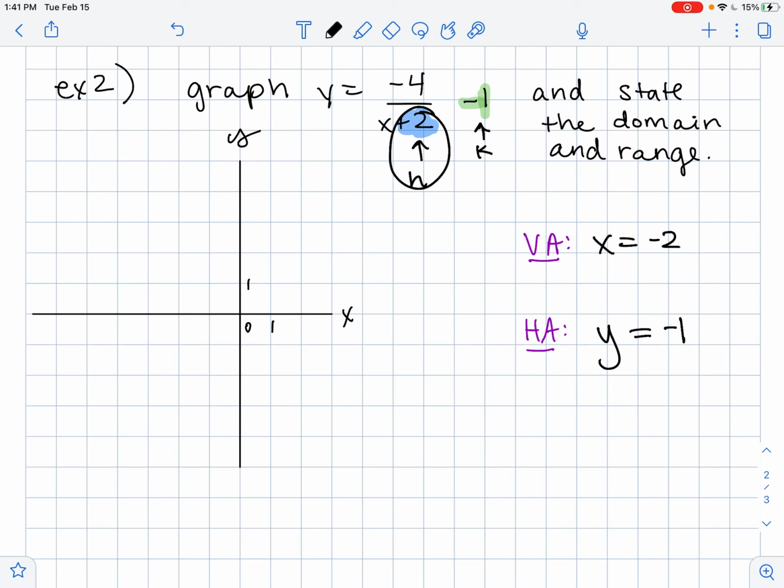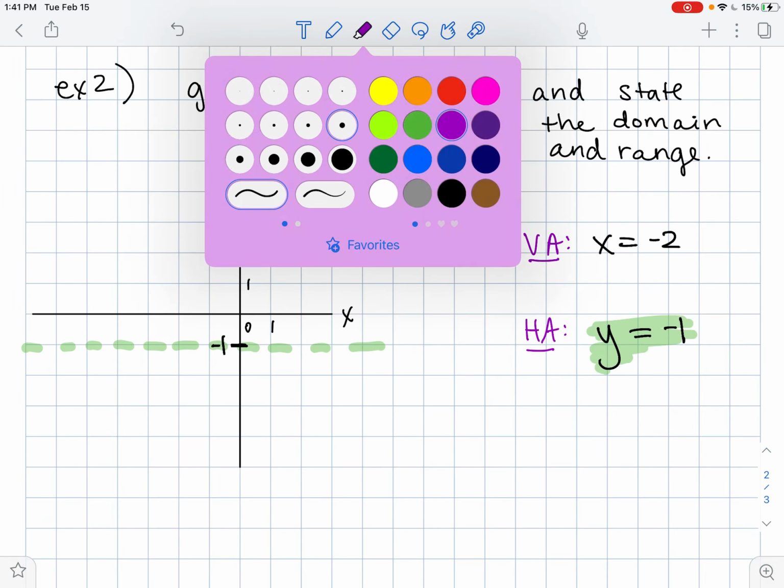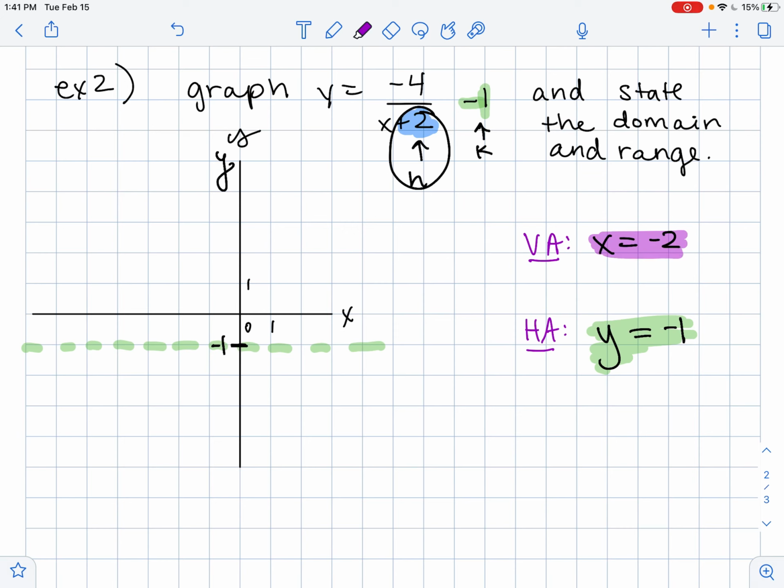So we're going to graph those two first. So if this is my y-axis, y equals negative 1 here. My horizontal asymptote is the line that crosses that. And then we're going to look at x equals negative 2. That's negative 2 here. So this is my vertical asymptote. So everything from there is going to not cross those boundaries.